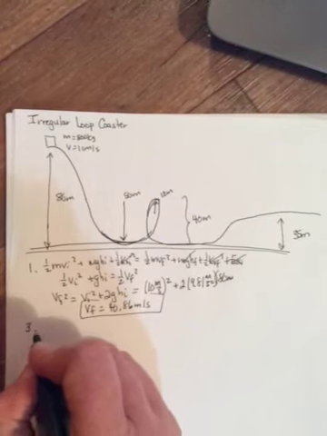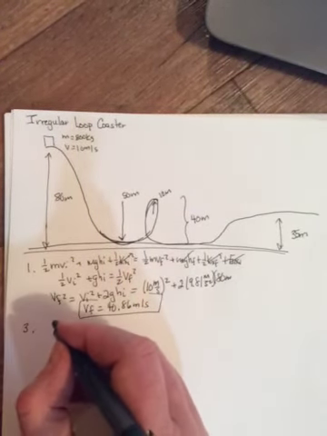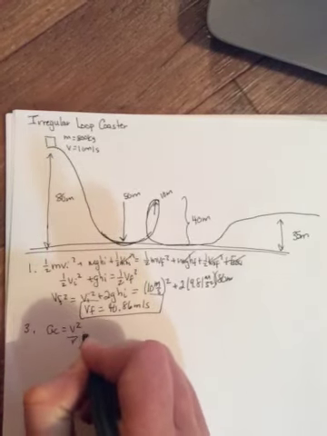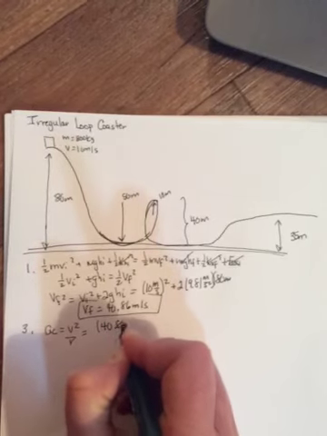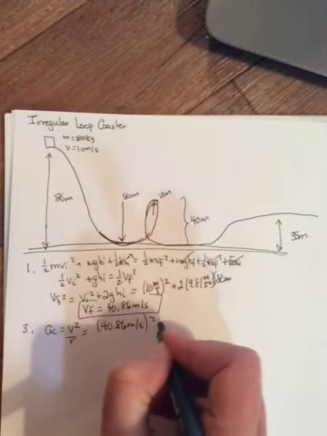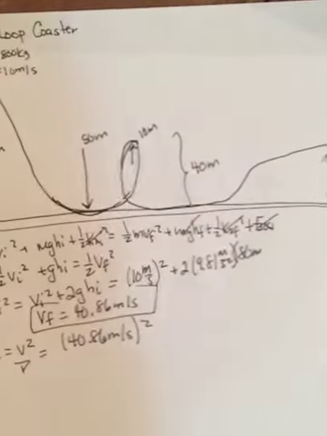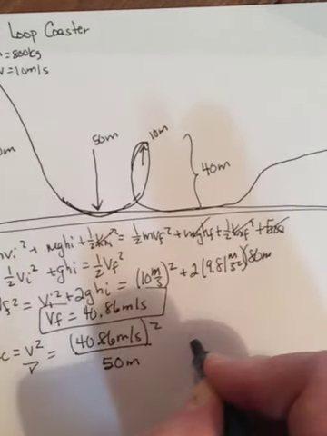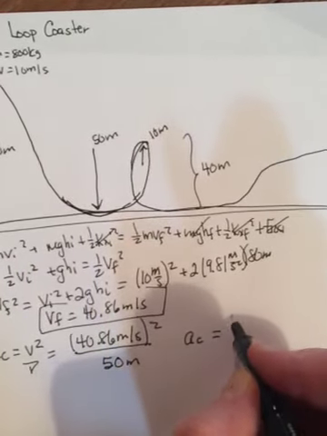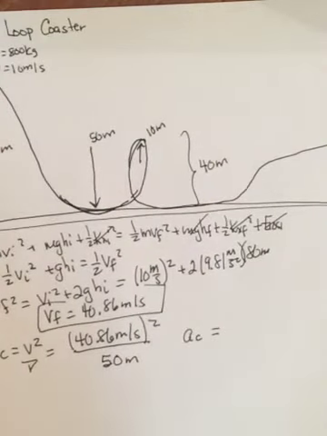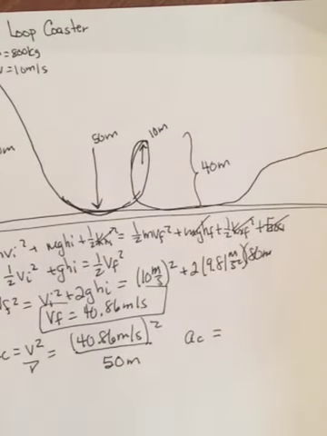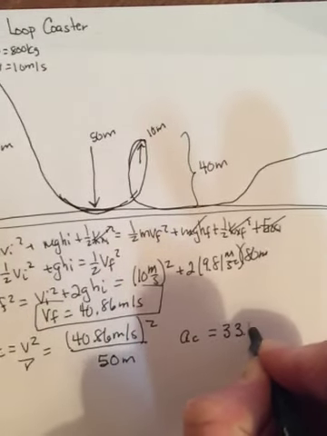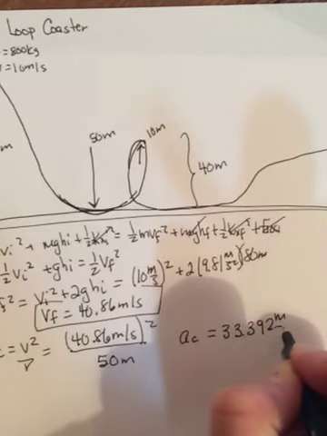All right, number 3 wants to know, what is the centripetal acceleration applied by the track at the bottom of the loop? Same question as before, v squared over r, so 40.86 meters per second squared, and the r this time, if you can see it, is 50 meters. So 50 meters, and you should get an AC of 33.392 meters per second squared.